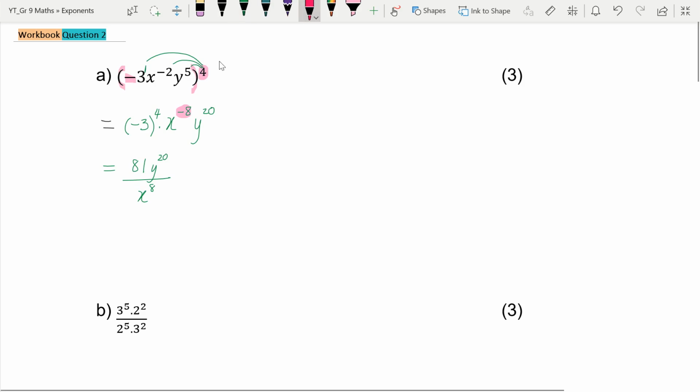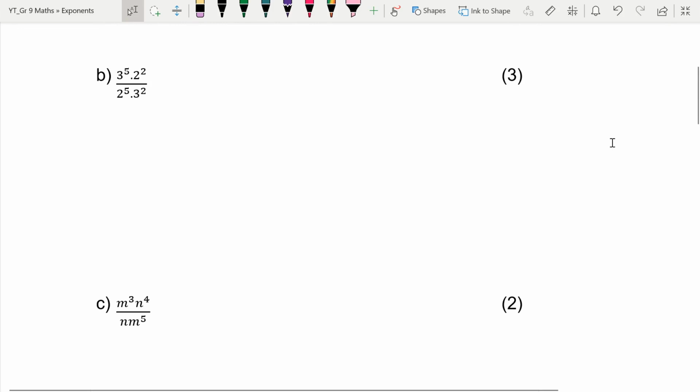So just to say that again, grade 9s, with the negative number in front, just be careful. It means -3 that needs to be multiplied by itself 4 times. Don't multiply the base by the exponent. I see students do that all the time. And then don't forget to go make all the exponents positive for your final answer.